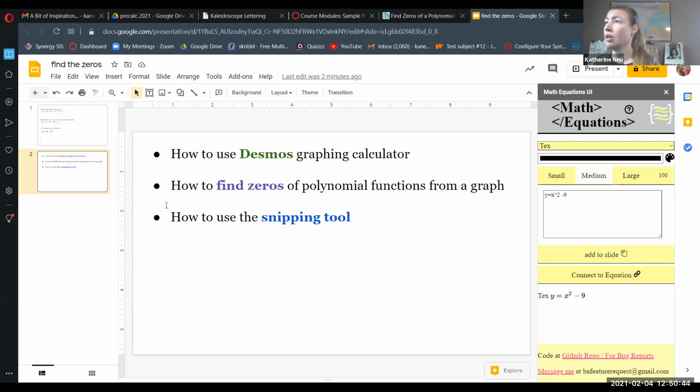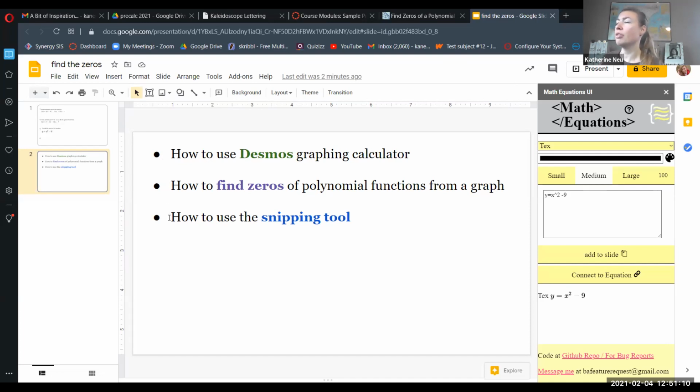These are the three things. First and foremost, you're going to learn how to use Desmos graphing calculator. If you haven't already been to desmos.com, you are in for a treat. This is a really powerful tool. We use it all the time in the math world, and you're in the math world, so you're going to be using it too. Also, we're going to use Desmos to look at how to find zeros of polynomial functions from their graphs.